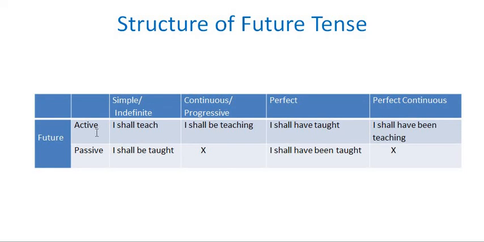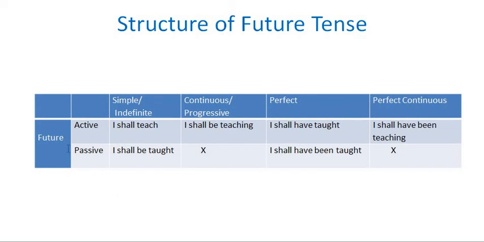Now here, I gave you the structure of active and passive voice also. In active and passive voice, the problem is that they don't have much difference. The only difference is that in active voice, the subject is the doer of the action, and in passive voice, the subject is the receiver of the action. Otherwise, the uses are almost the same.